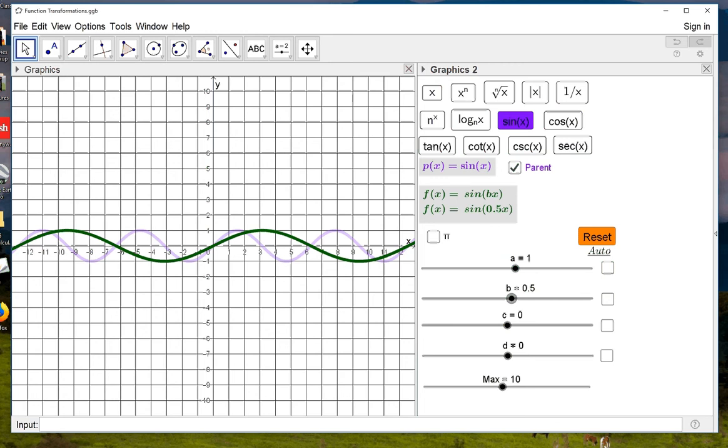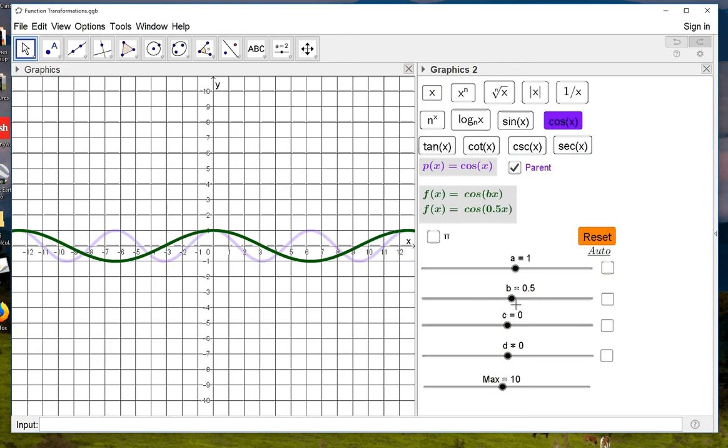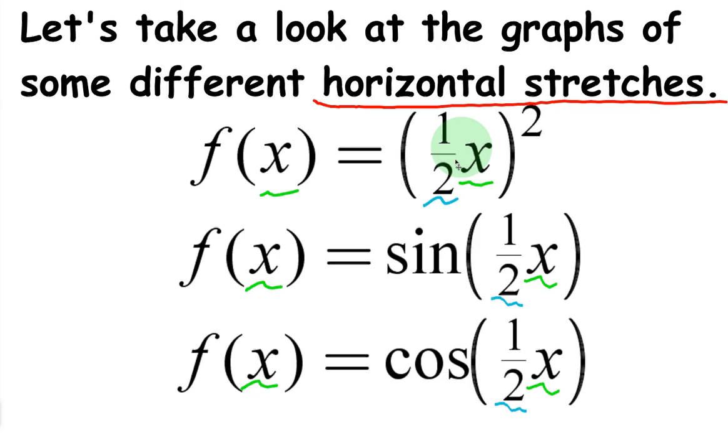Let's look at one more example. I guess cosine. It's basically the same thing. Instead of compressing like we did before, when you make b a fraction, it stretches out from the original parent graph. Okay, I'm not going to harp on that much more. Obviously, you can see that these fractions cause stretches.